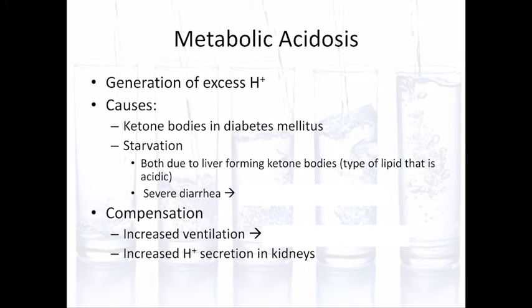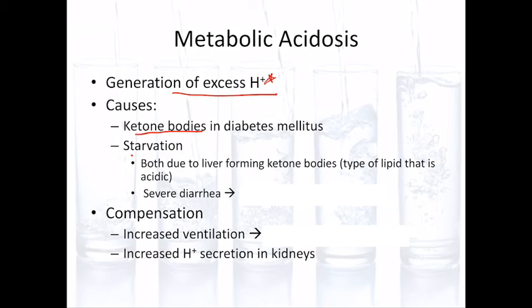Metabolic acidosis, again, is that lower pH, lower than 7.35, and it's because we're generating too many hydrogen ions. Okay, so why are we doing that? Well, one example is ketone bodies. When somebody has diabetes and their body can't get the glucose into the cells, the body has to start going to other sources of energy. And so the liver can make something called ketone bodies, which is a form of a fat, but they're very acidic and they release hydrogen. So that can lead to metabolic acidosis.